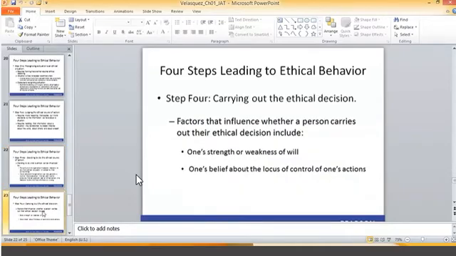Okay, that is the third step. The last step here is carrying out the ethical decision. Here you come up with your decision. Like the example I gave you just now, do you want to accept the gift or not? So you make the decision. Factors that influence whether a person carries out their ethical decision include one's strength or weakness of will, and one's belief about the locus of control of one's action.